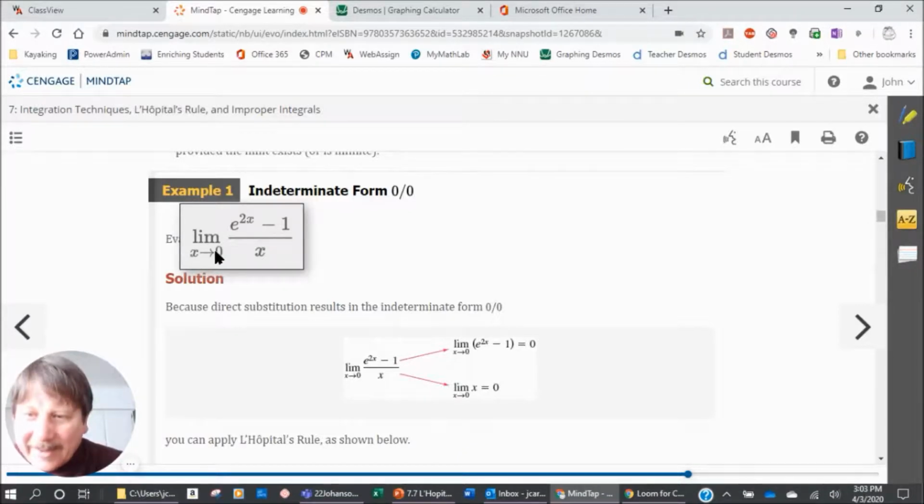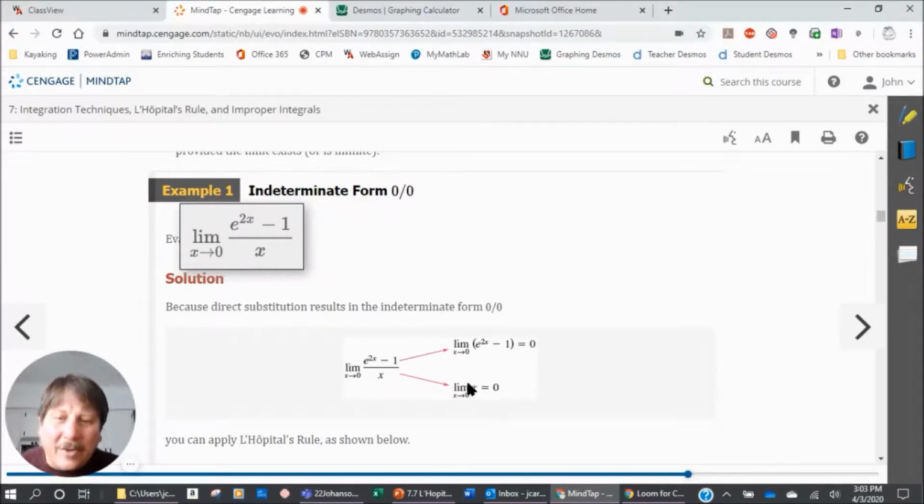So x is going to 0. That means this would be e to the power of... no, e to the power of 0, which is 1. So 1 minus 1 is 0. And on the bottom, as x goes to 0, so yeah, this is 0 and 0. This is what we mean by the 0 over 0 form.